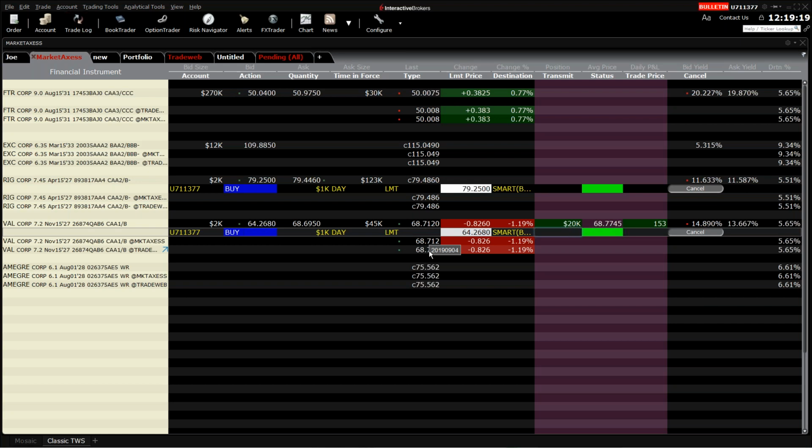Additionally, European government bonds are something we're going to be adding to this, and, a bit down the road, Asian bonds as well.